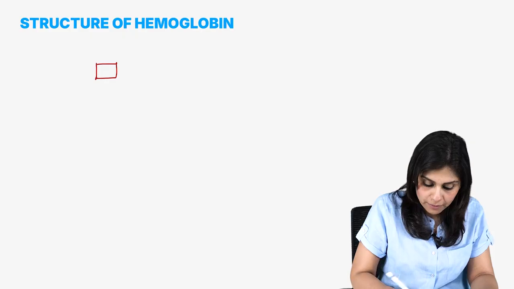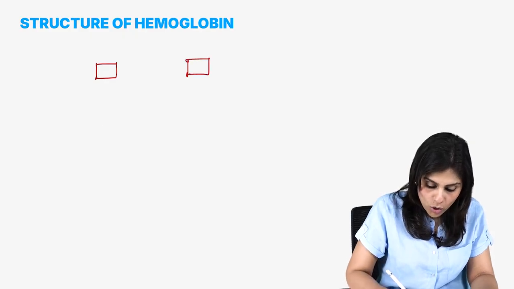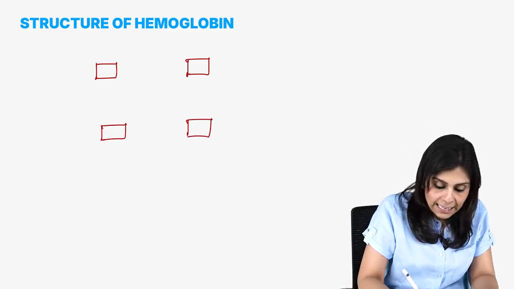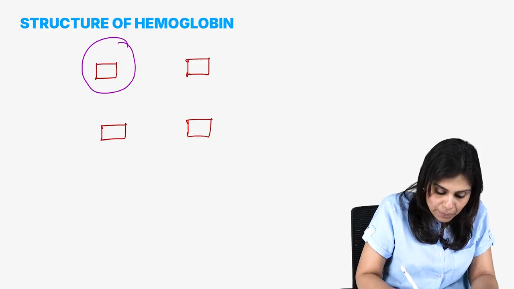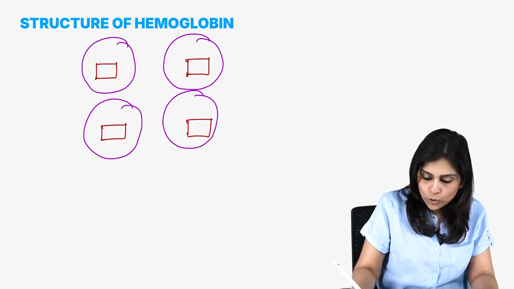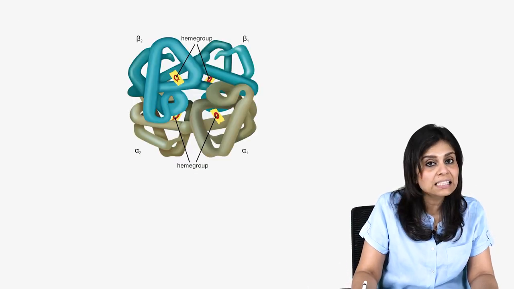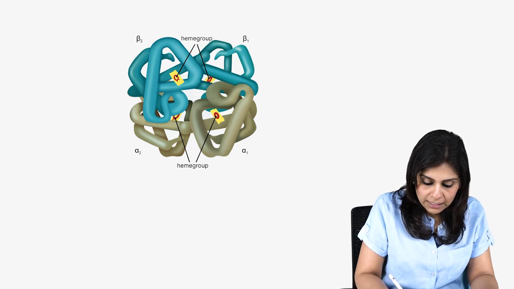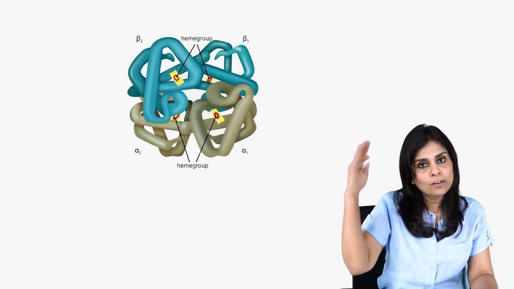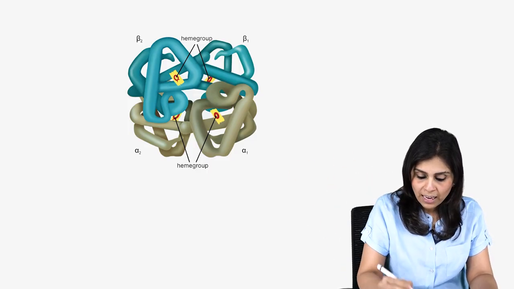It's a tetramer. So hemoglobin has how many heme molecules? 4 heme molecules. And each and every one of these heme will be surrounded by 1 globin chain. So this is how hemoglobin exists. In hemoglobin, this yellow color structure that is shown in the middle, those are heme molecules surrounded by globin chains.